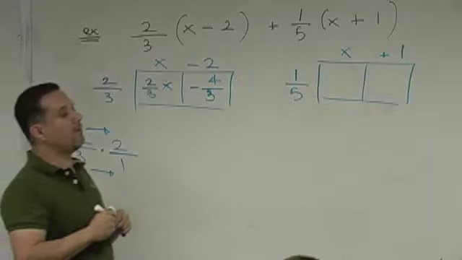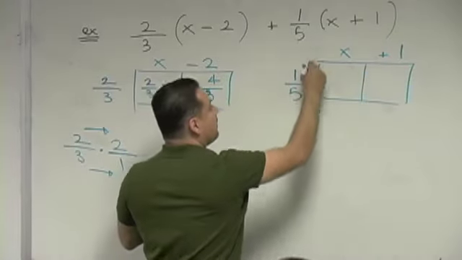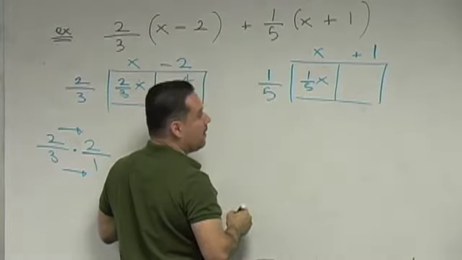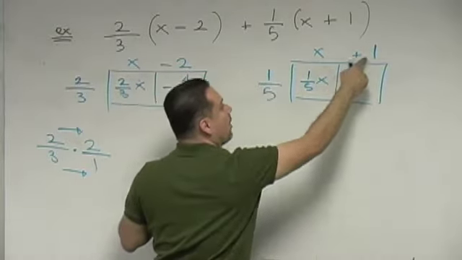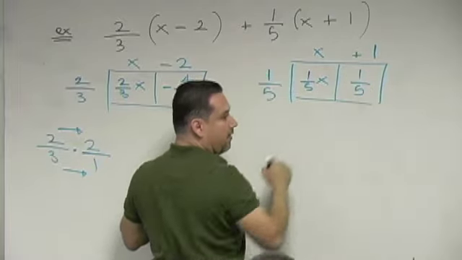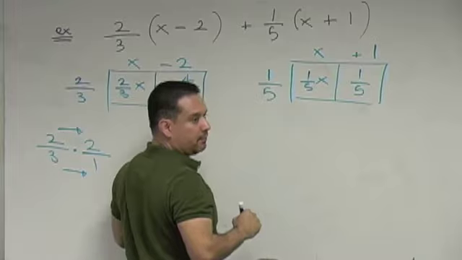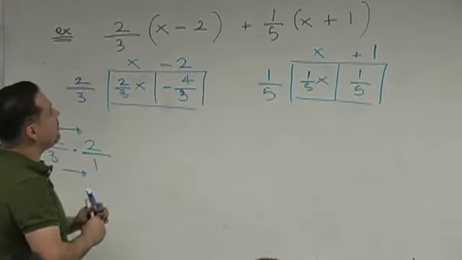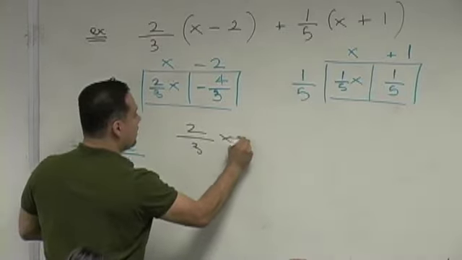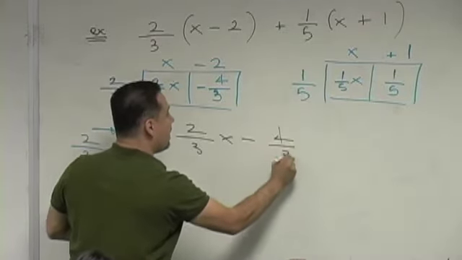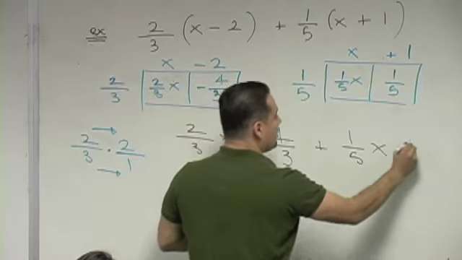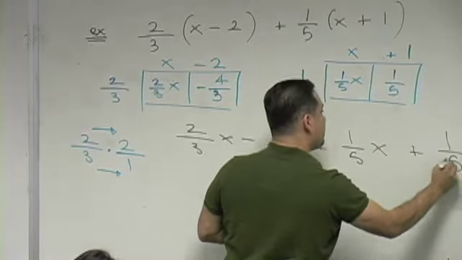All right, here we go. What about 1/5 times x? What's that? 1/5 x, you okay? What's 1/5 times 1? 1/5. Anything times 1 is itself. So ladies and gentlemen, what you have so far then becomes 2/3 x minus 4/3, okay? Plus 1/5 x plus 1/5.